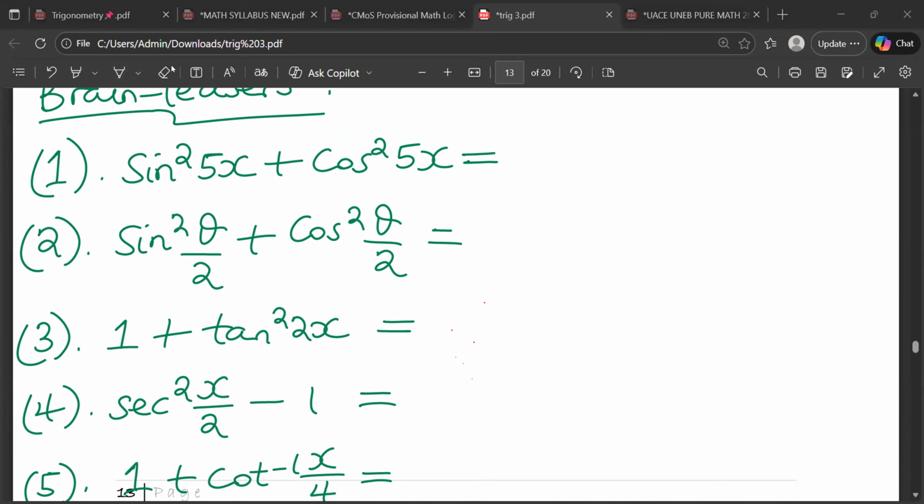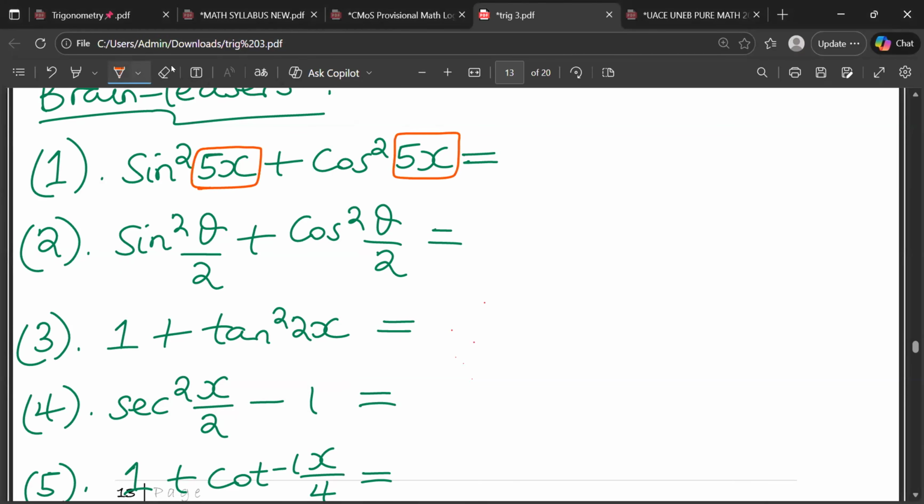I think most people had already tried it in the chat and they had suggested the 1. So people, it is a 1. In the trig identities, I remember telling you that they don't mind about the angle, provided this angle is the same. For you, just assume that angle 5x is theta. So sin²θ plus cos²θ, that is 1. The whole of this, theta over 2, it's also an angle, so you just assume it is x.